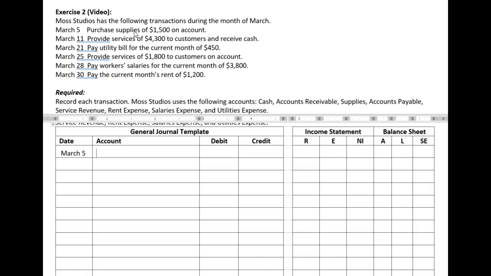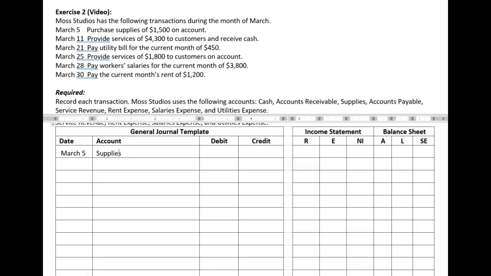So purchase supplies. Logically, our supplies is going to be our destination. Well, what are supplies? Well, it's things that bring us future economic benefit. Therefore, they are assets to our company. So is our supplies going up or down? Well, in this case, they're going up. So as supplies increase, do we need a debit or a credit to that account? Well, we've got to debit that.